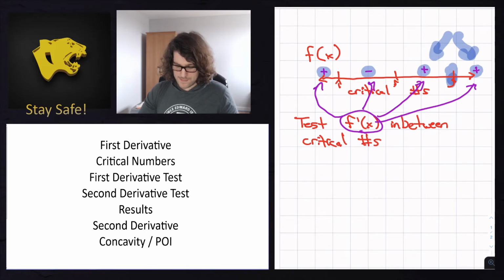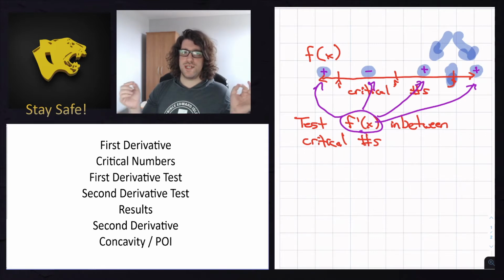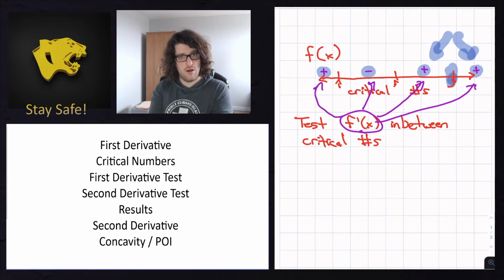So that would be the first derivative test. You basically have already found your critical numbers. You take the first derivative of your function. You test that first derivative's result, or the actual function that is the first derivative, at each interval that has been created by your critical numbers when you write them down. So critical numbers should also include values where the derivative does not exist.